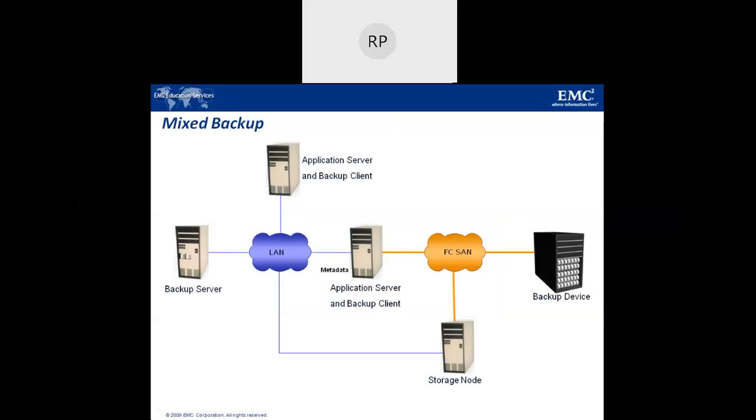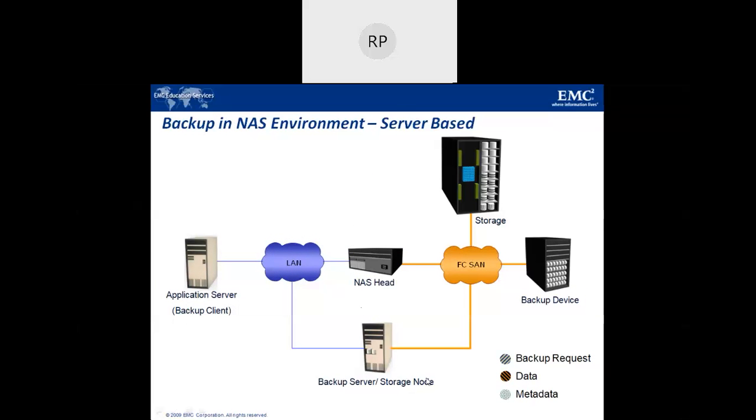Then this is a mixed backup, where you have mixed two types of topologies. This is the SAN based topology, and you have also mixed in the LAN based topology. Here in this one it is LAN based, in this one it is SAN based. In both cases the LAN is used for sending the metadata, but in the first case you are using the FC SAN to send the data. In the second case you are using the LAN for sending the data, and also for sending the metadata.